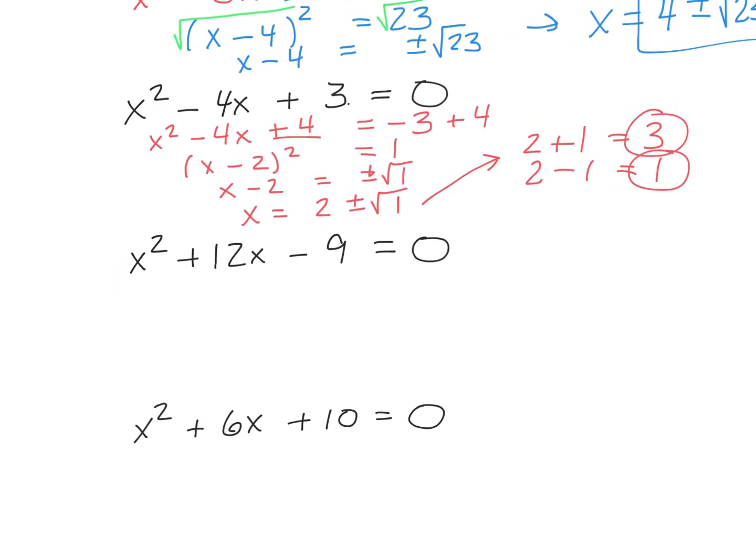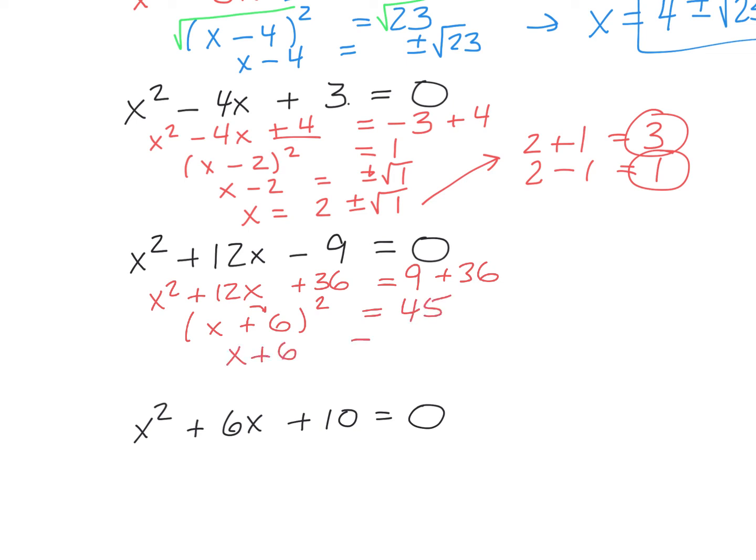Next example, I'm going to add 9 to both sides, leaving a space. This is going to be half of b squared, which is 36, so I add that to both sides. So now this would factor to be x plus 6 squared. Remember that comes from half of b. Take the square root of both sides. It gives me positive and negative root of 45. And then I would add or subtract 6 to get negative 6 plus or minus the root of 45.